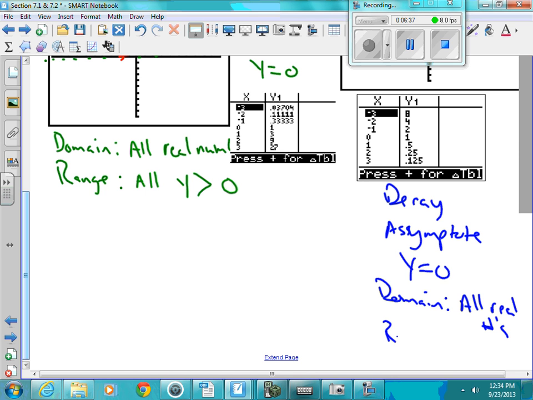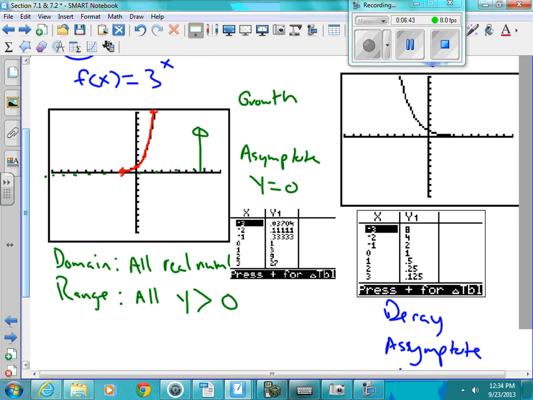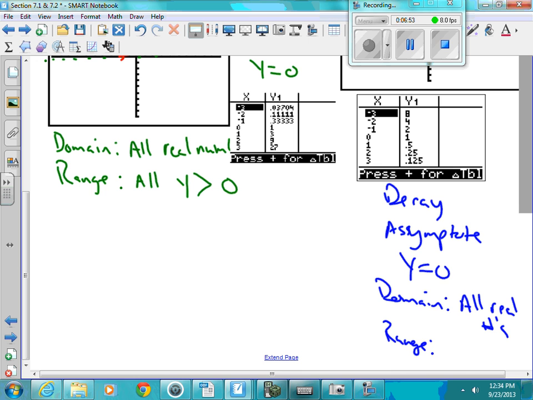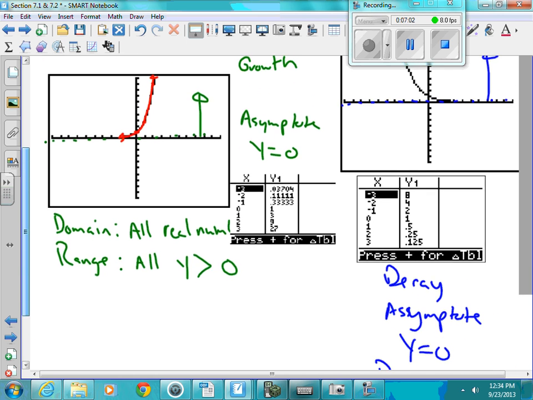And then our range. If we look, are the values above or below the asymptote line? Here's the asymptote line, y equals 0. Even though it's decreasing, it's a decay, all the values are still above that line. So our range is all y greater than 0. Okay, we've got our values that we can plot in.